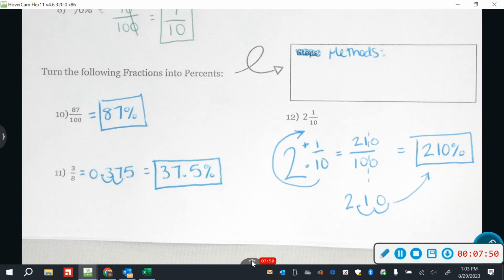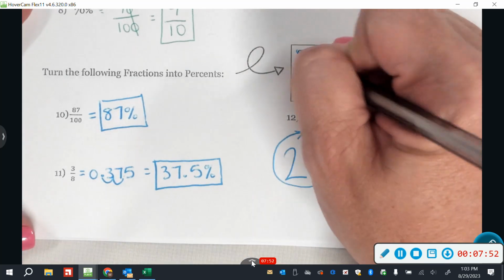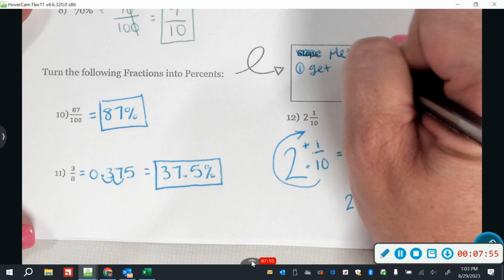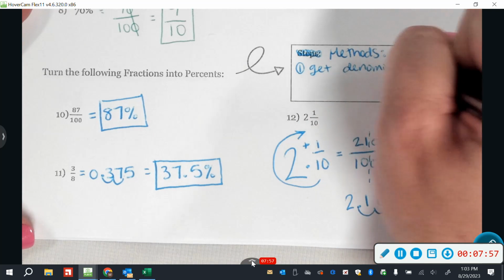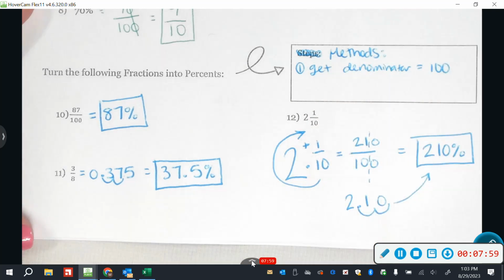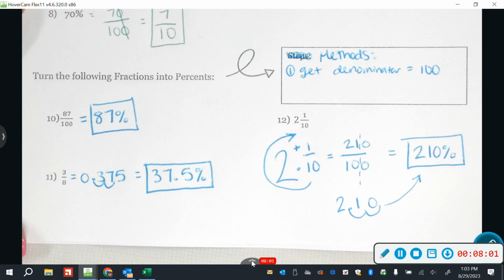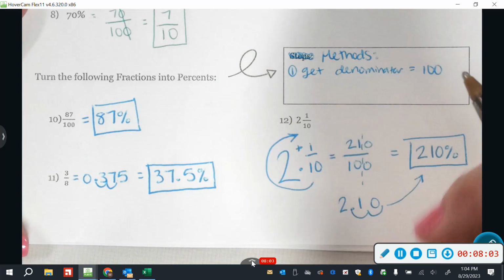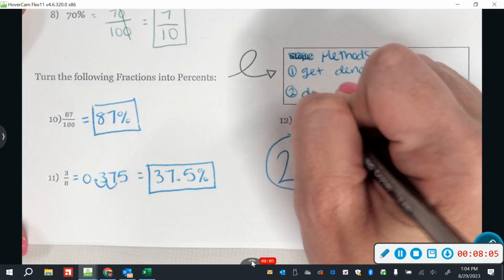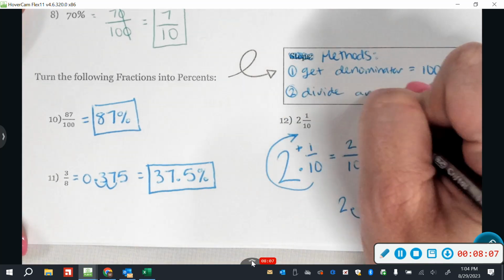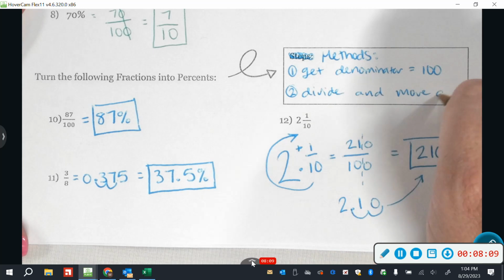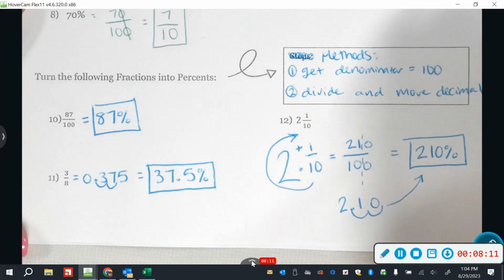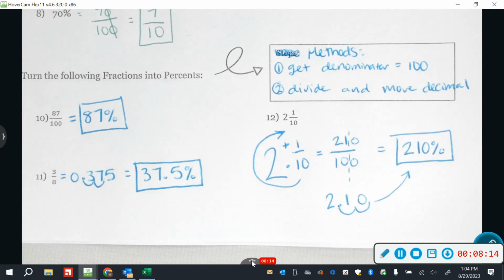Okay, so our methods are to get the denominator equal to 100, or divide and move the decimal. So those are our two different methods.